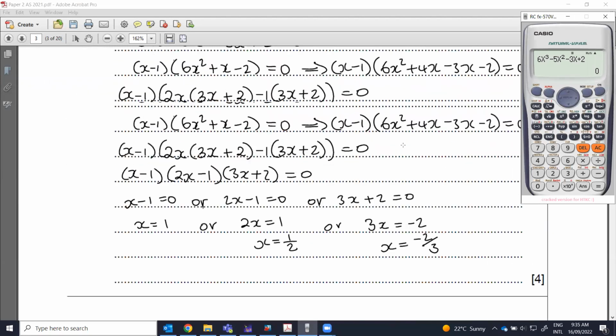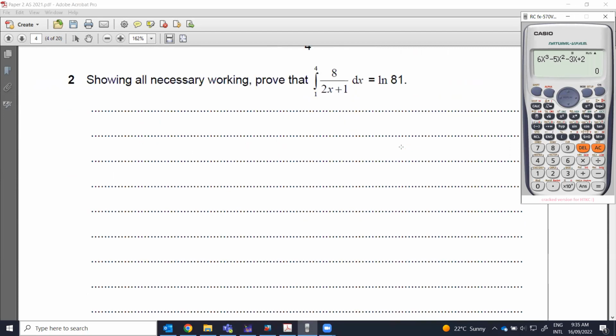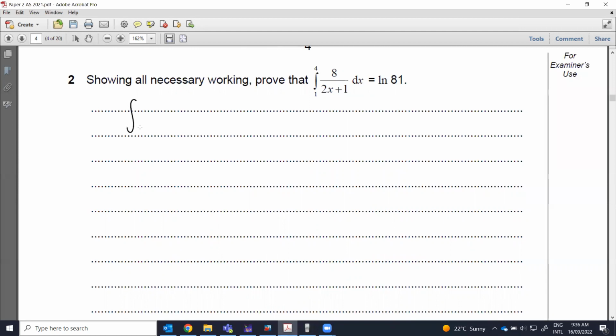Okay. Let's move on to the next question. The next question is an integration problem. So we have to find the definite integral of 8 over 2x plus 1 and show that that is in fact equal to ln of 81. So this one, not very difficult to do. So we have the definite integral from 1 to 4 of 8 over 2x plus 1 dx.